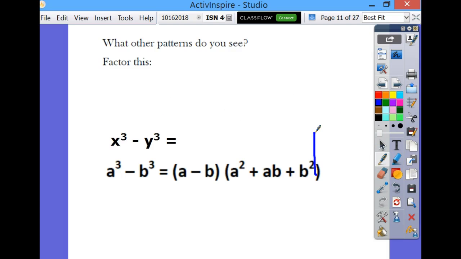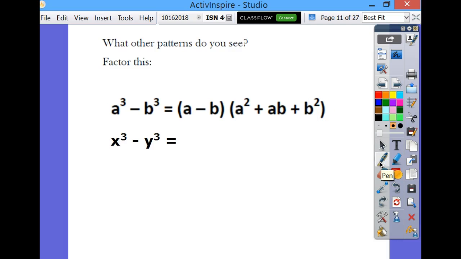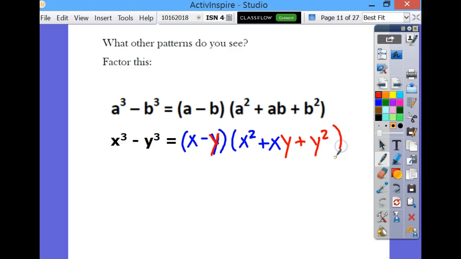Your next problem is a difference of two cubes. Every place you have an A, you replace it with an X. Every place you have a B, you replace it with a Y. You just apply the formula. All we're doing is applying the formula. We are not solving anything. You don't have to memorize the formula. The formula will be given to you. All you have to do is see how to apply the formula.